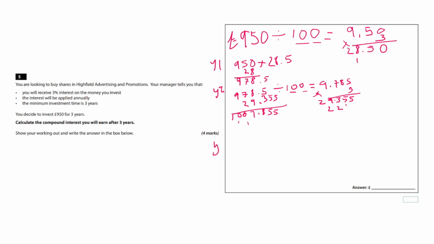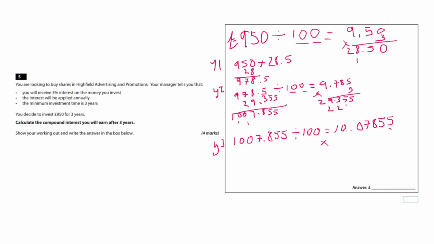We'll put a year 3 here. We start off with 1007.855 divided by 100. Bounce that decimal point again twice to the left, 10.07855. Let me times that by 3. It's quite a long number to times by 3, but we'll do it.